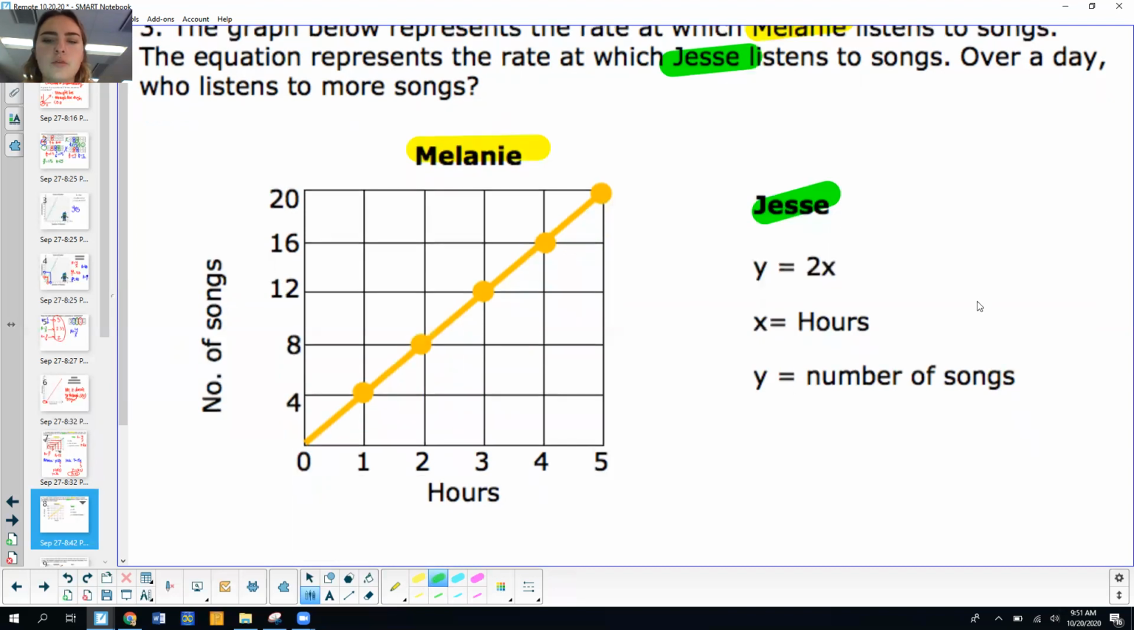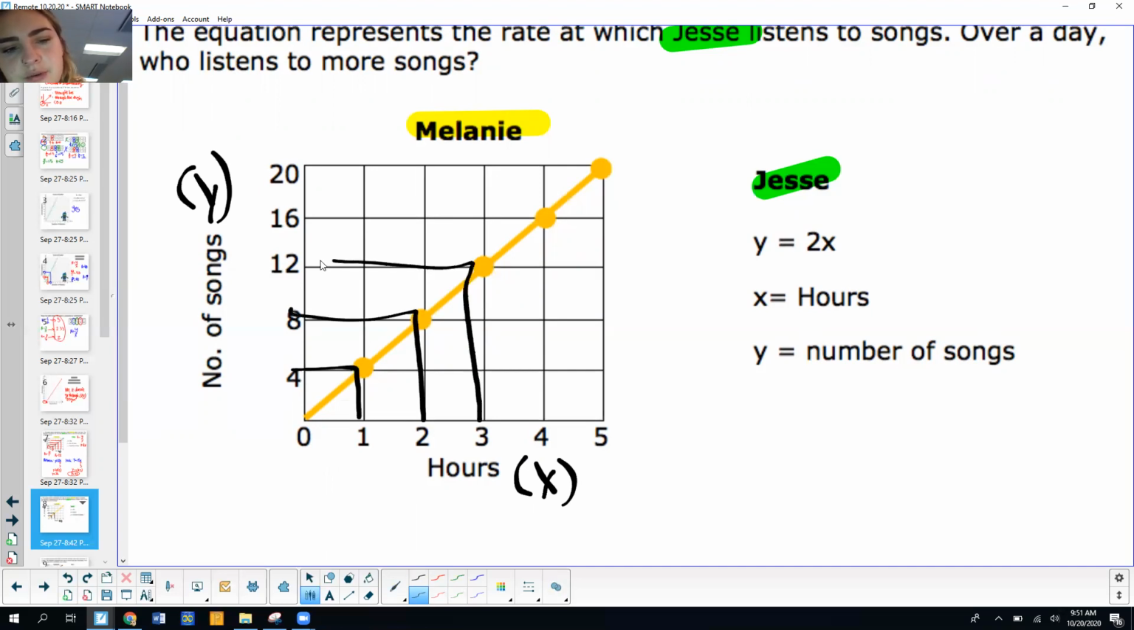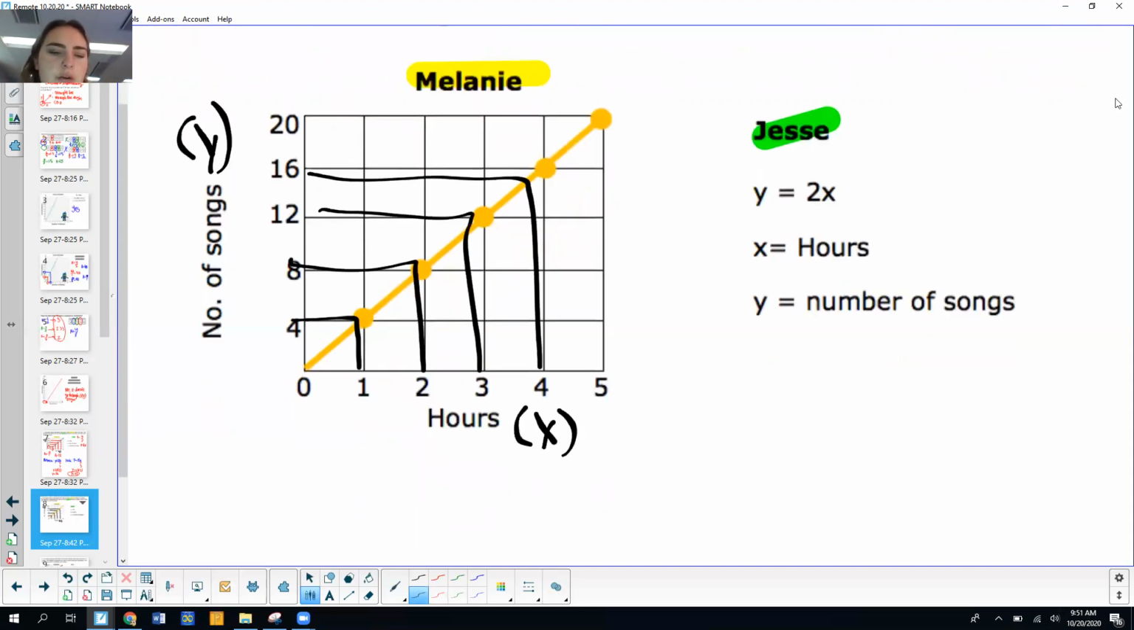So since we already have the equation, I'm just going to make an equation from Melanie's graph, just like we did earlier. So if we remember correctly, we've got x and y. So at 1 hour, she listened to 4 songs. At 2 hours, 8 songs. 3 hours, 12 songs, and so on and so forth. So she's doing it at a constant rate.